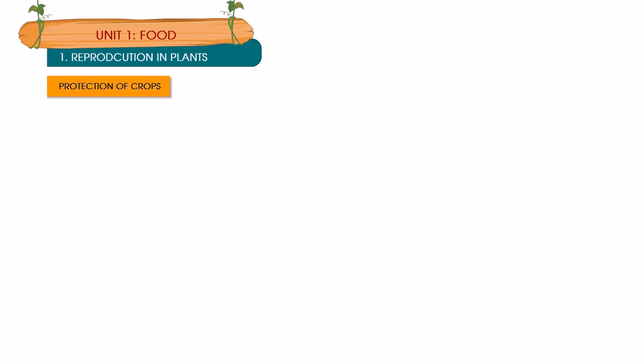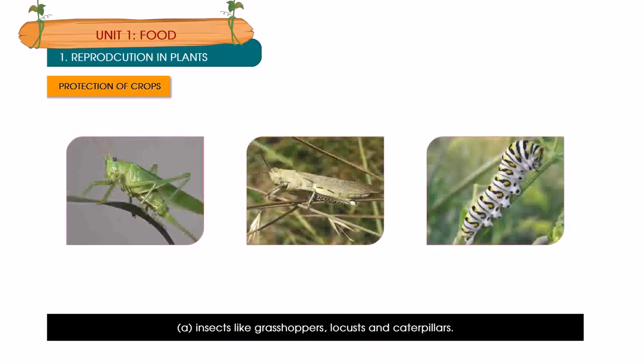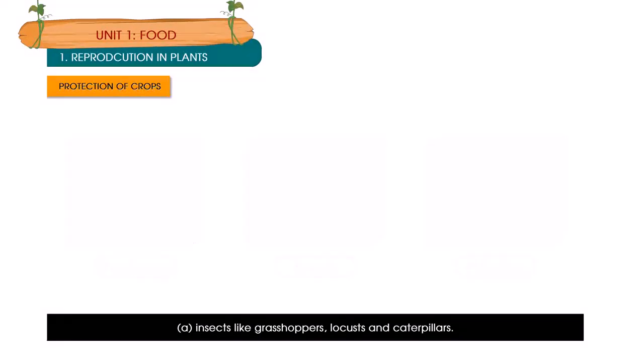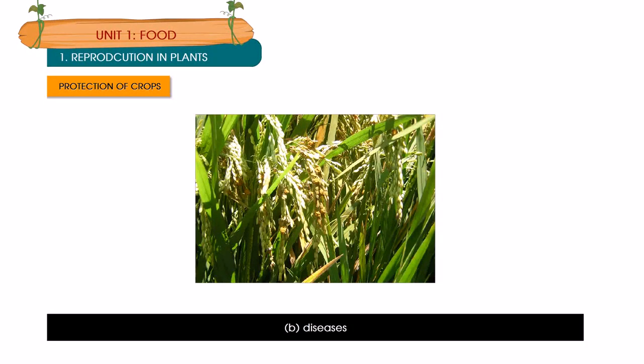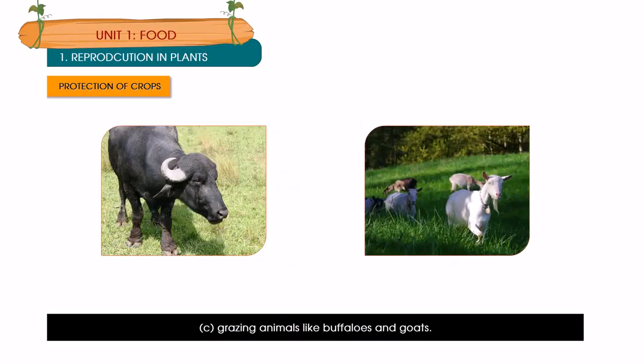Protection of crops. The crops do not grow well if we do not take proper care. So, we need to protect our crops against A. Insects like grasshoppers, locusts, and caterpillars. B. Diseases. C. Grazing animals like buffaloes and goats.